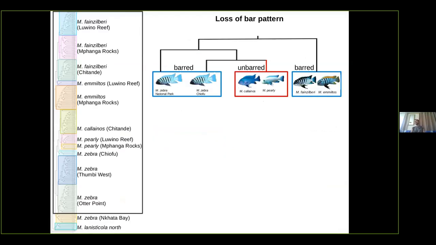And then another thing she looked at was comparing, she has all these barred species in this zebra complex, and then there's one lineage that looks like it had lost bars, the patterning, and that's Colinus and Pearly. So this was just an interesting case to see if she could find genes that could be responsible for generating bars, which is something various people who have worked on cichlids have attempted.